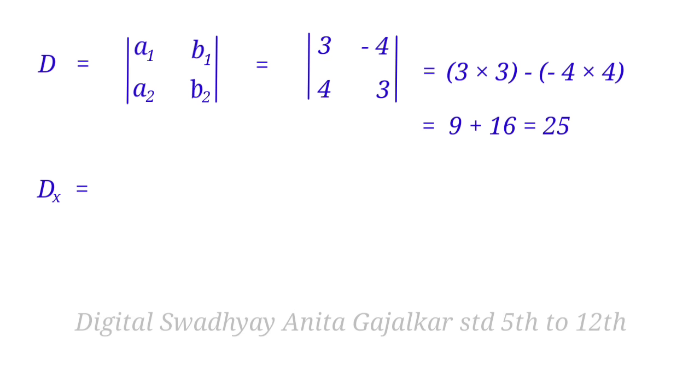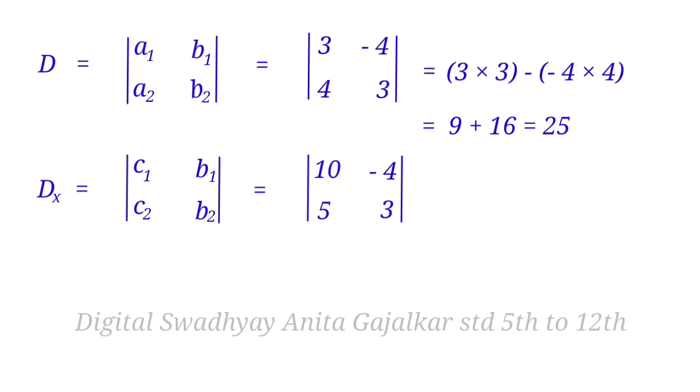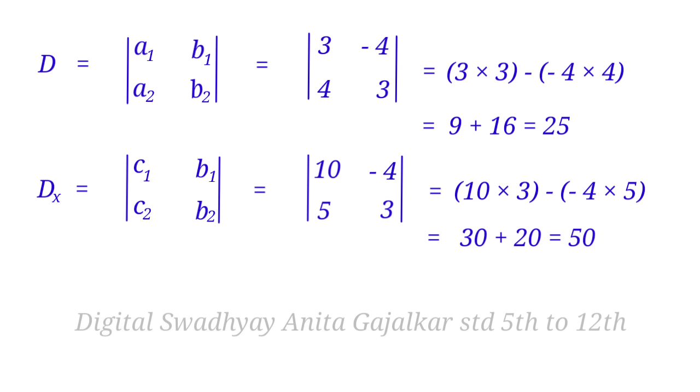Dx equal to c1 c2 b1 b2, equal to 10 5 minus 4 3, equal to 10 into 3 minus minus 4 into 5, equal to 30 plus 20 equal to 50.